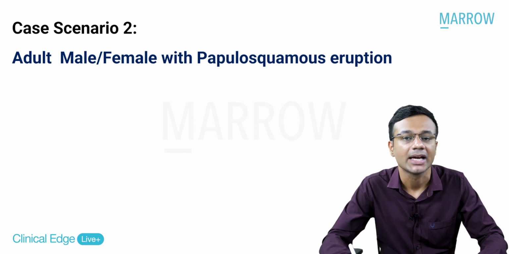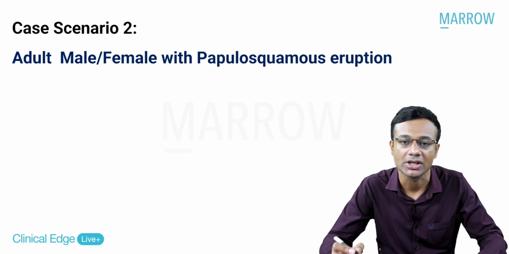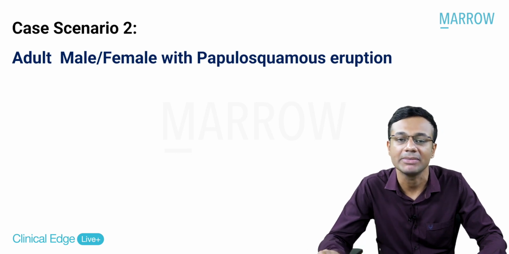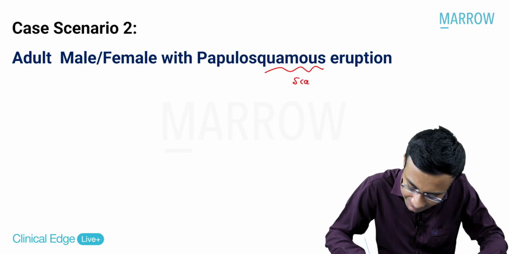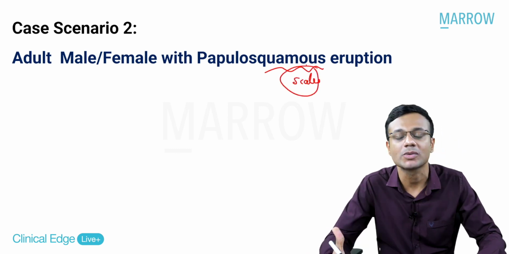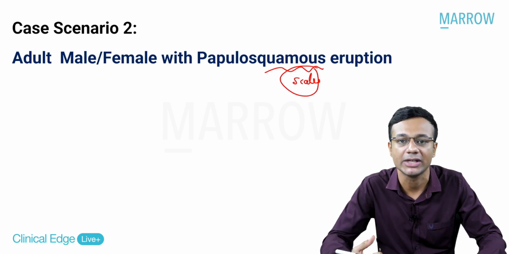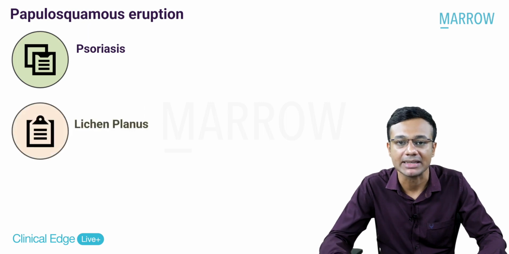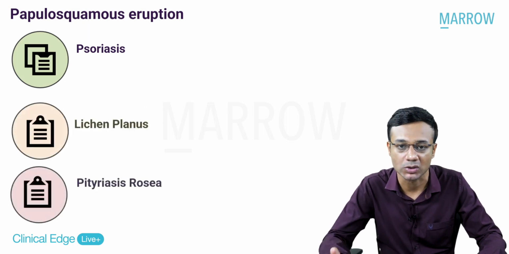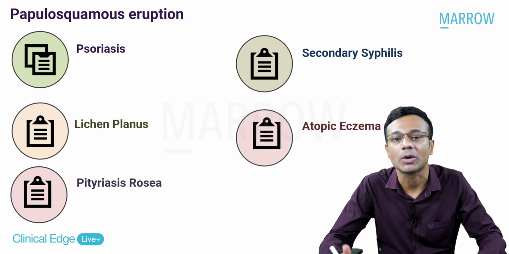Second case scenario, an adult male or a female presenting with a papulosquamous eruption. So what do you mean by papulosquamous eruption? Papules and plaques. Squama means scales. So when papulosquamous lesions are mentioned in the exam, 5 important differential diagnoses we need to consider. Number 1 is psoriasis. Number 2 is lichen planus. Number 3, pityriasis rosea. Number 4, secondary syphilis. And number 5, atopic eczema.